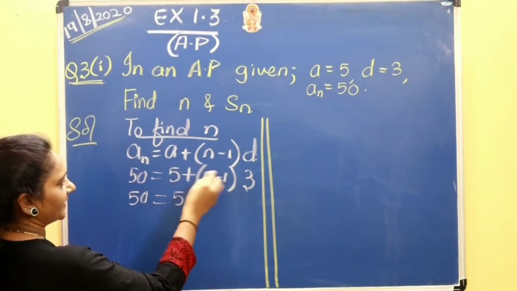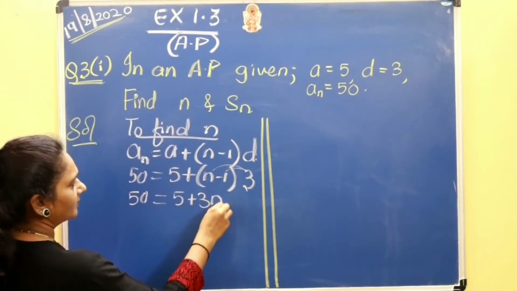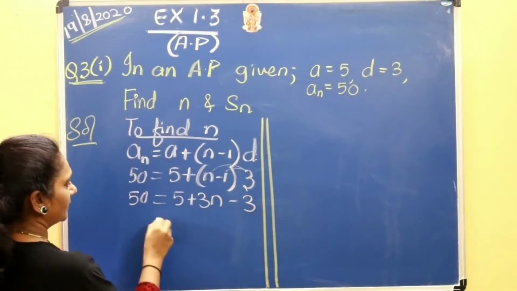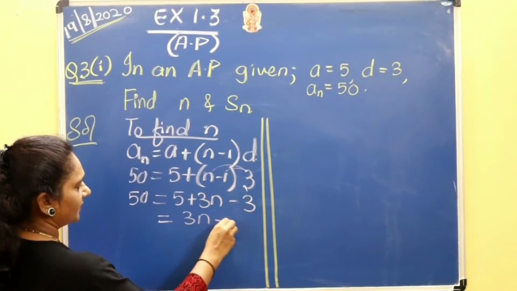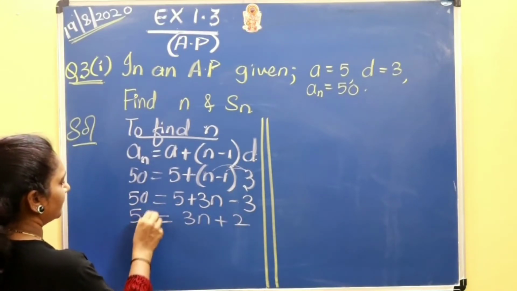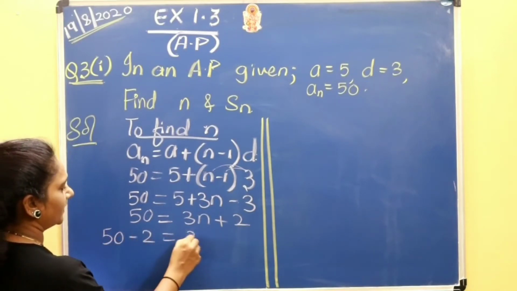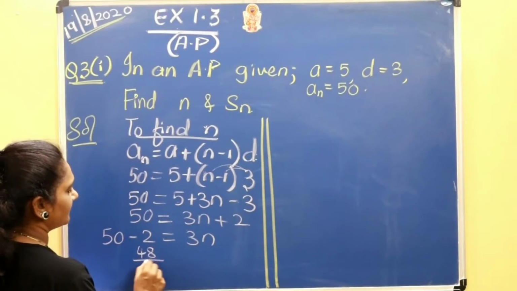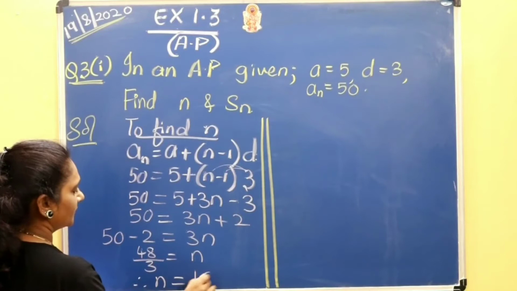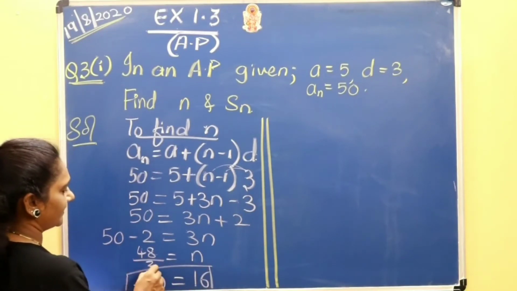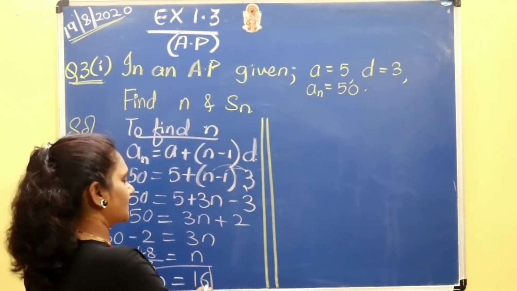So let us continue. 5 plus, there is a plus sign here, 3 into n is 3n, and 3 into 1 is 3. So here we have 3n plus 5 minus 3 is plus 2. So this is 50. Bring 2 to the other side, you get 50 minus 2 equal to 3n. So it is 48 divided by 3 is equal to n. Therefore n is equal to 16, because 48 divided by 3 will give you 16. Hence your n is 16.